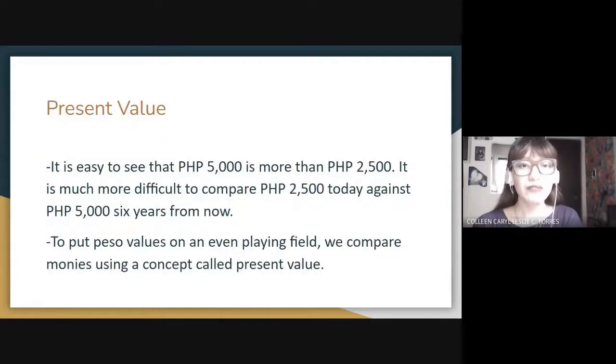Next, we also have the idea of present value. So, as mentioned, present value refers to the value of a commodity during a certain time.